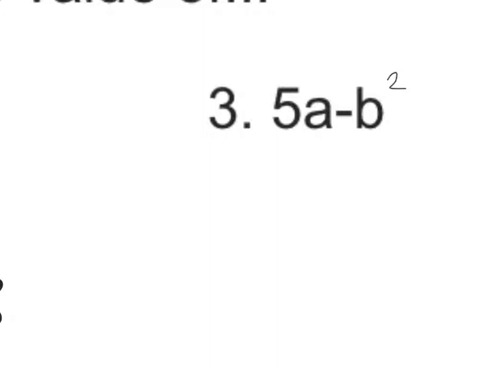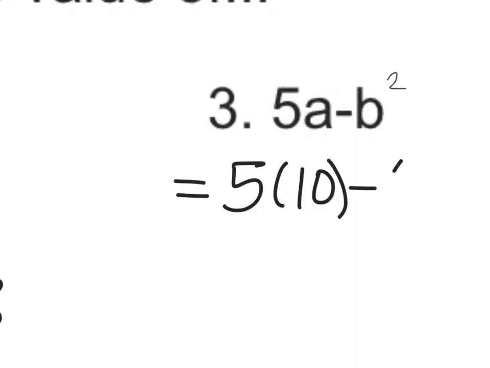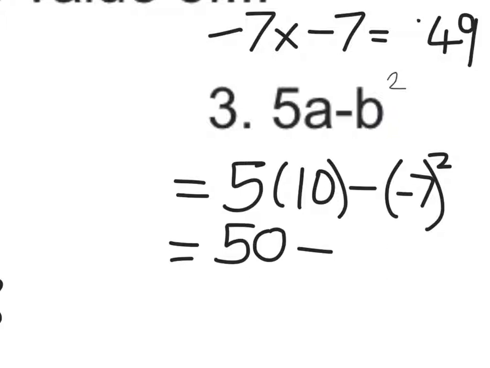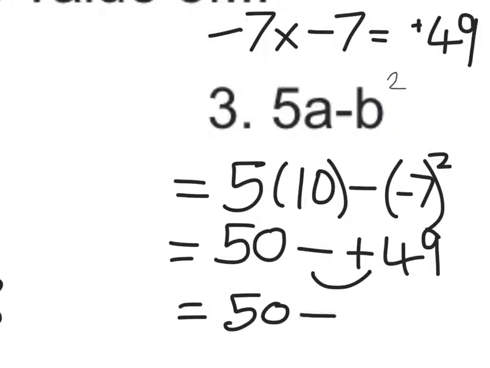5A subtract B squared. So that's 5 lots of 10 subtract -7 squared, and the brackets are the most important at this point. Well, 5 lots of 10, that's 50, that's fine. But what is -7 squared? Well, anything squared is a times by itself, so it's -7 times -7. 7 times 7 is 49, and negative times negative is a positive, so it's a positive 49. So here we've got a positive 49. What about this? That makes a negative, so it's 50 subtract 49, which is 1.